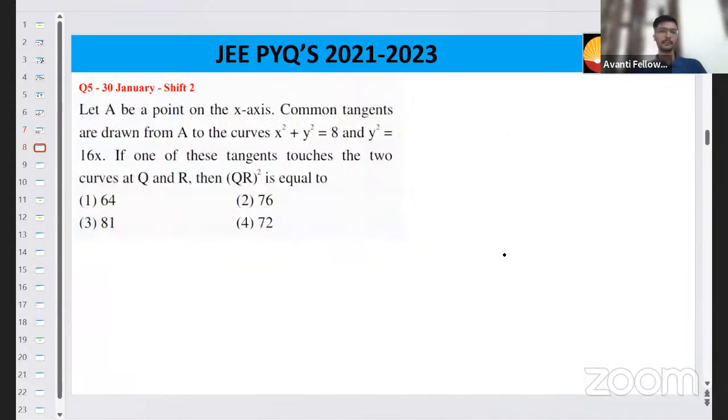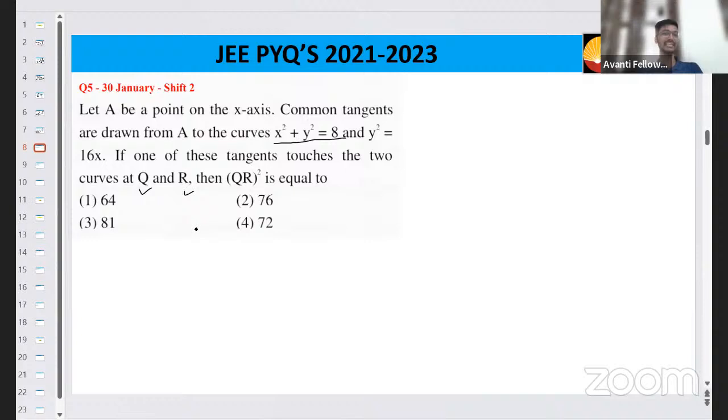Let point A be a point on the x-axis. Common tangents are drawn to the curves. This is a circle and this is a parabola. If one of the tangents touches the two curves at Q and R, then QR square equals. That means again we have to find the coordinates of Q and R.